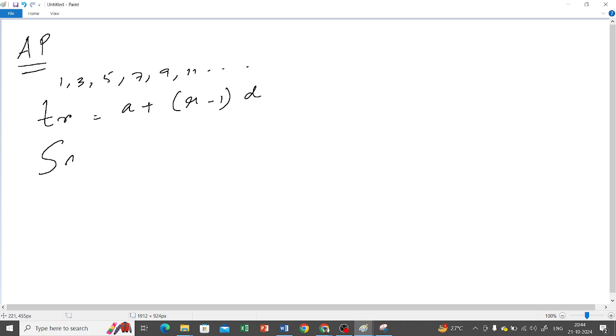Now, sum of n terms of an AP. Sum of n terms of an AP is n by 2 into 2A plus n minus 1 D, where A is the first term and D is the common difference. Right? Now comes GP.